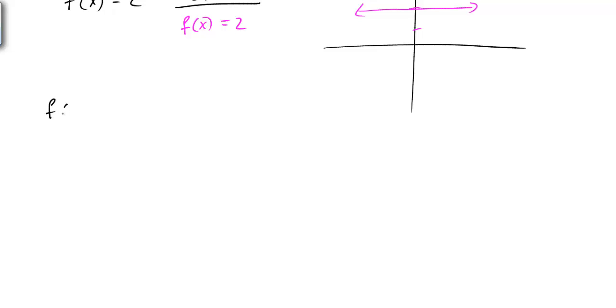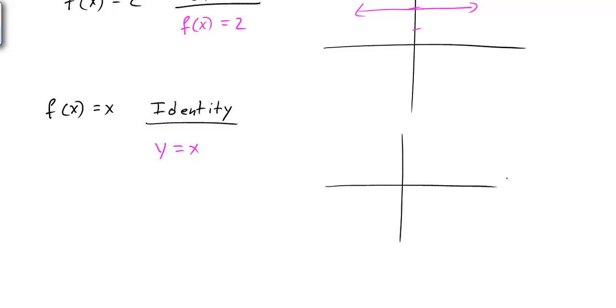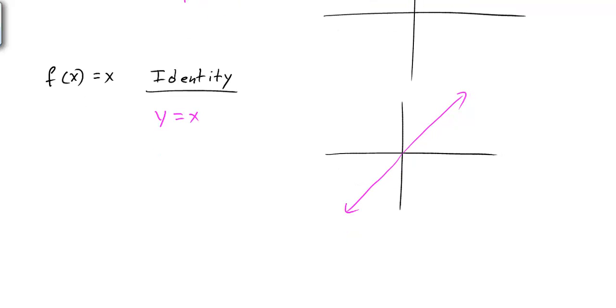Our next function, f of x equals x, is the identity function. An example of this would be if we had the equation, let's say y equals x. In this case, if x is equal to 1, then y is equal to 1. If x is equal to 2, y is equal to 2. So you're going to end up with a diagonal straight line that goes right through the origin. And it's the identity because whatever x is, y is the same number. So that is f of x equals x.